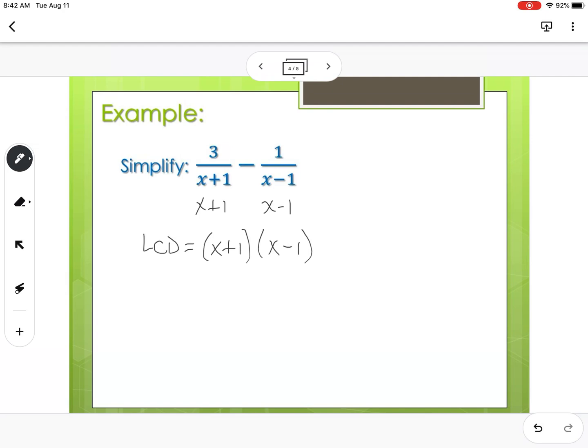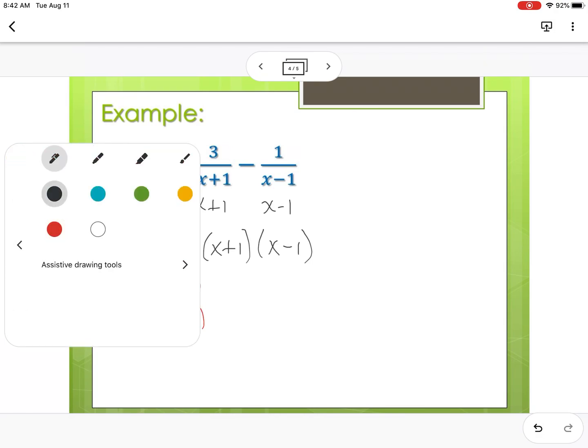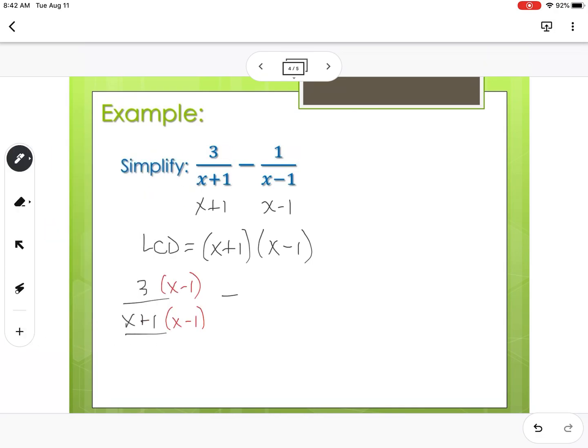Now I want to make each denominator look like my LCD. So let's go ahead and rewrite. I want to make my denominator here look like my LCD. Well, I have an x plus 1, but I'm missing an x minus 1. So let's go ahead and write that. I'm going to put it in red just so you can really see it. If I do it to the bottom, I got to do it to the top. All right, let's go ahead and do the other one. So minus 1 over x minus 1.